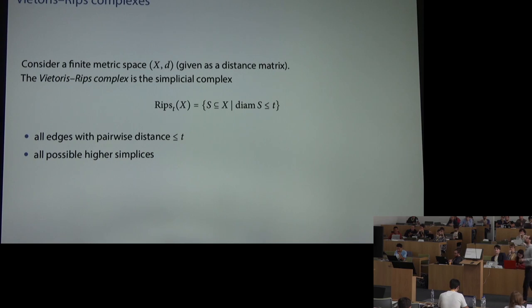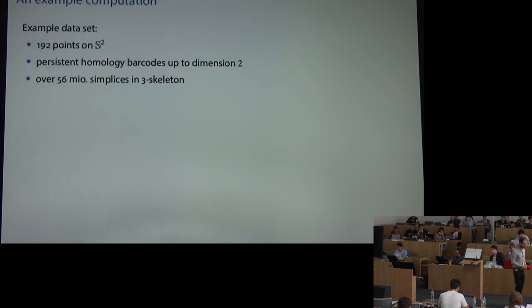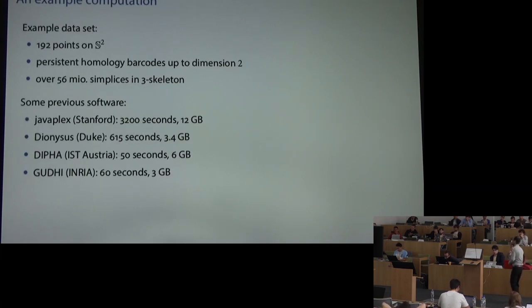So this gives you possibly a very large complex, but that's what the computation will be based on. And I'm just going to show you an example computation based on this. I sampled about 200 points on a two-dimensional sphere, a sphere in three dimensions, so a two-dimensional surface. It's worth pointing out that this whole construction already involves about 50 million simplices. So it's a very expensive operation. You have 200 points. This explodes to 50 million simplices. There's a kind of combinatorial explosion happening because you have to work with three-dimensional simplices to see what are two-dimensional boundaries.